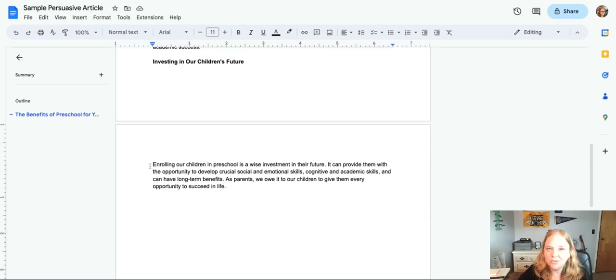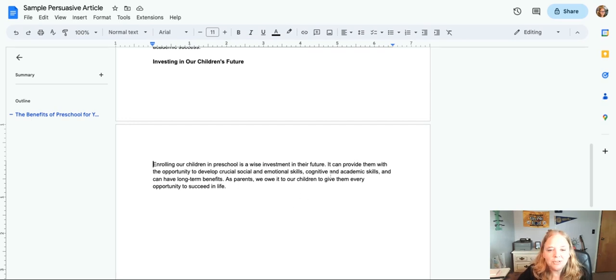You can put a transition word here if you want to, like "ultimately, enrolling our children in preschool is a wise investment in their future," or "it should go without saying that enrolling our children in preschool," whatever, but you don't actually even need it. If you just say this, enrolling our children in preschool is a wise investment in their future, this whole sentence is a transition to the end of the article. So you really don't need that transition word. So don't put "in conclusion" in your papers.